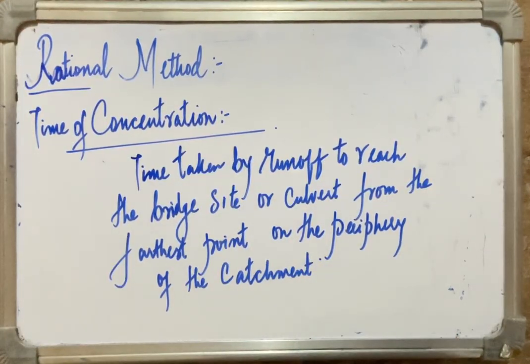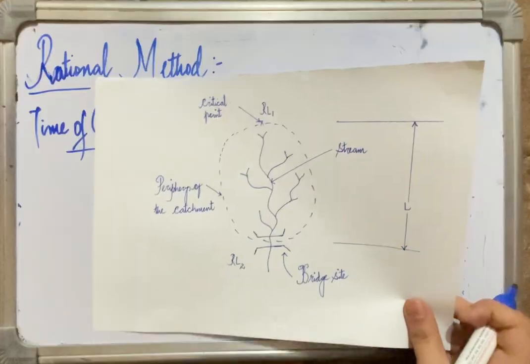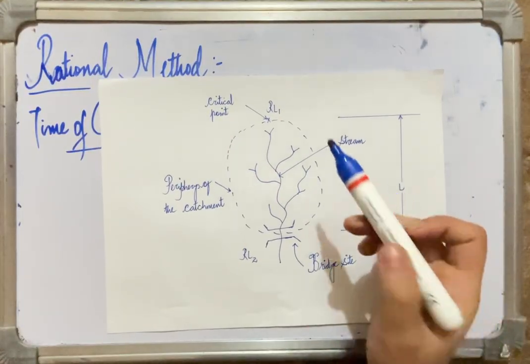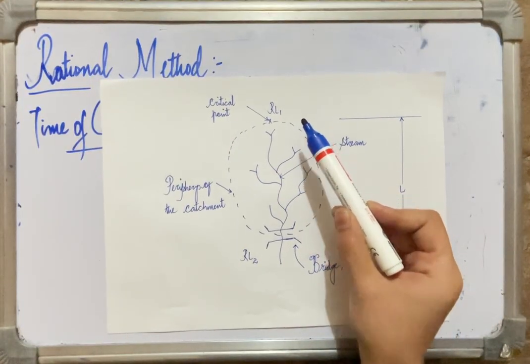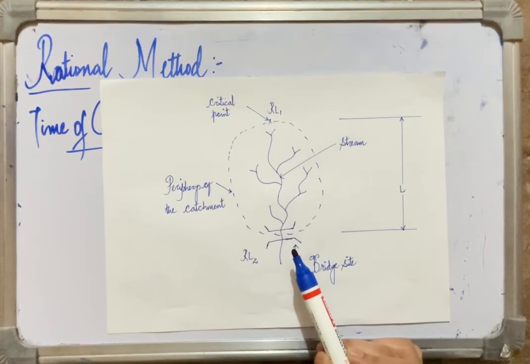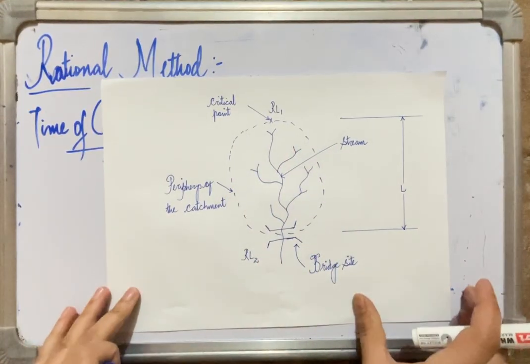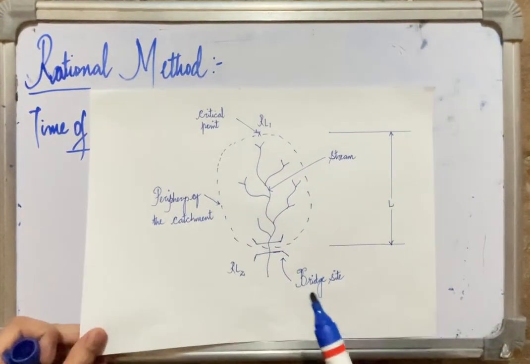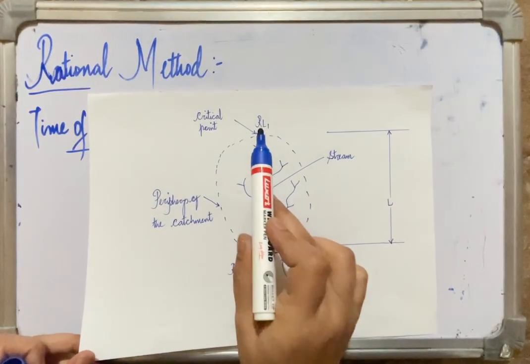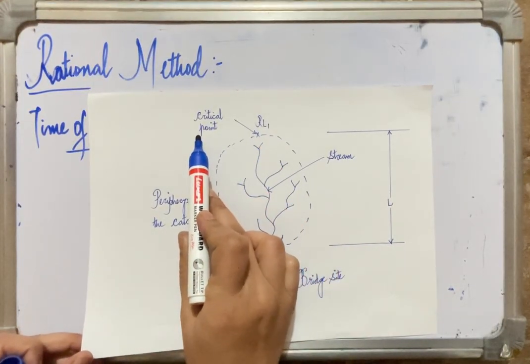So the time taken by runoff to reach the bridge site or culvert from the farthest point on the periphery of the catchment is known as time of concentration. Alternatively, we can say that the time required for a parcel of water to travel from the farthest point of the divide to the catchment outlet is known as the concentration time. This is the periphery of the catchment, this is the proposed bridge site, this is the farthest point, and this farthest point is known as the critical point.